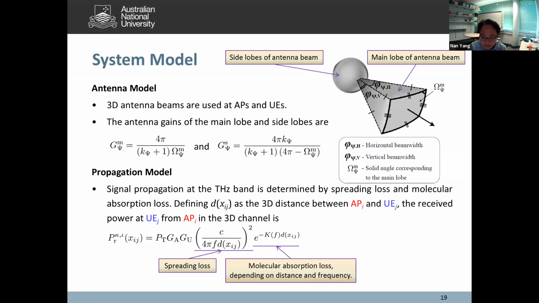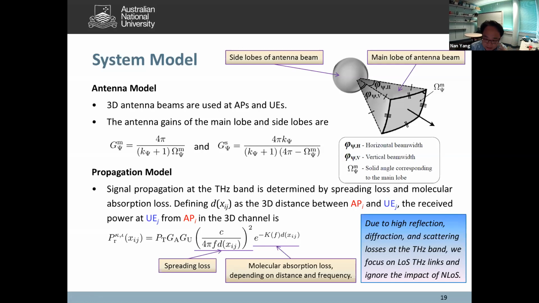And based on this, we would like to emphasize that due to the high reflection, diffraction, and scattering, we only focus on the line of sight terahertz link, and we ignore the impact of the non-line of sight link, because in terahertz communications, especially when we consider this system level analysis, the impact of the non-line of sight link is very, very minor compared to the line of sight link.